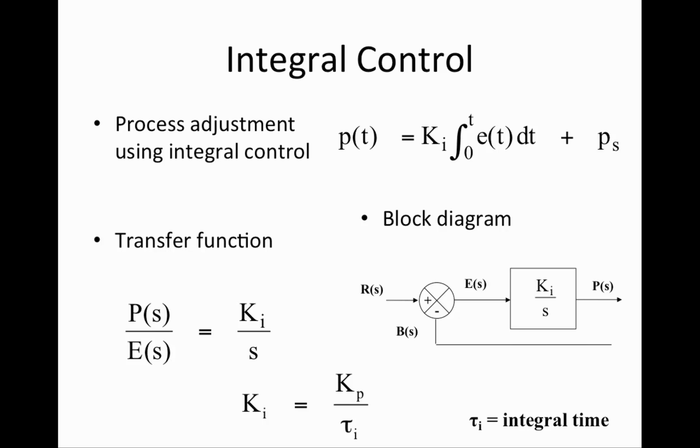The transfer function for integral control in the Laplace domain is P(s) over E(s) equals K_I over s, where K_I is usually set as K_P over tau_I, where tau_I is the integral time and K_P is the proportional gain from proportional control.